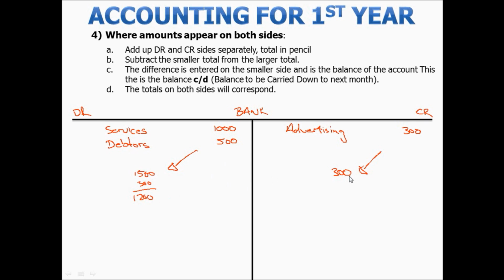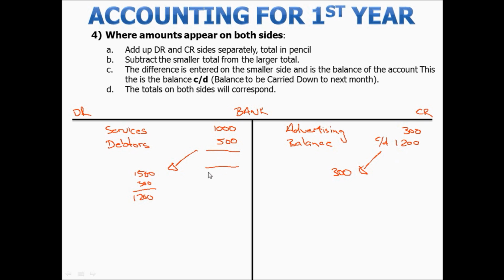The difference is then entered on the smaller side as the balance of the account. This is the balance that would be carried down to the next month. So, the smaller side in this case would be the credit side. We would add 1,200. And this would then be the balance carried down to the next month.